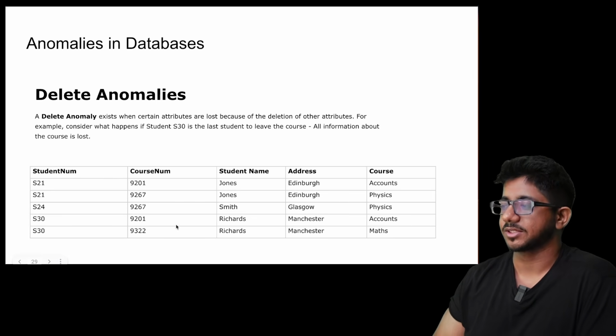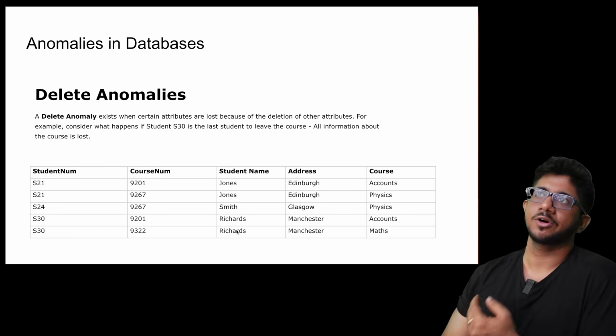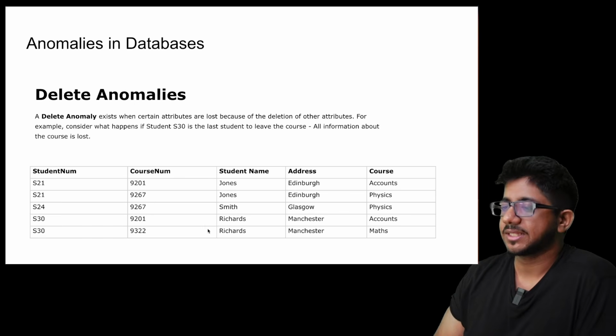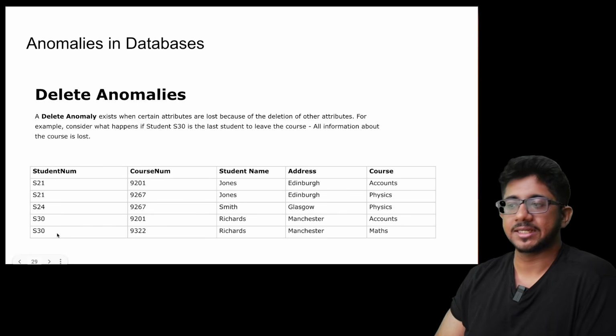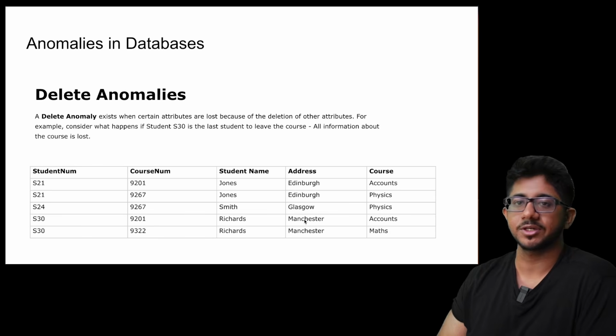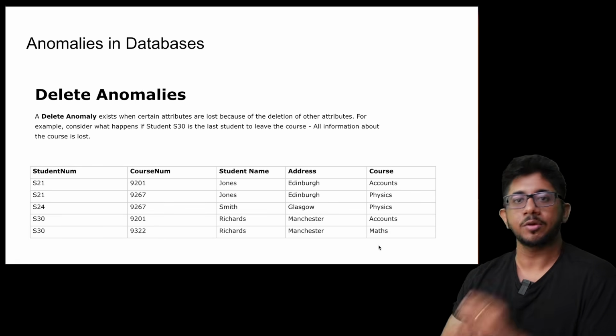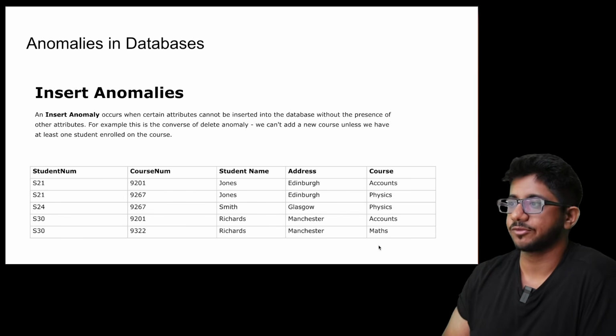Delete anomaly. So think about this. If I delete, let's think about deleting the student Richard. So Richard got unenrolled from the course. In that case, these two rows will get deleted. Now suddenly you'd have no information that 9322 corresponds to maths because this row is not there. No other row has maths. So this course number was corresponding to maths. This information is lost altogether, which is an anomaly in itself in the design.